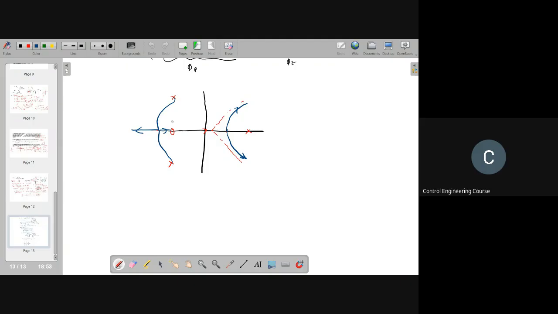This is the root locus. This blue color curve is what I drew. Root locus means it is a trajectory of closed loop poles as k changes from 0 to infinity. This is how the closed loop poles are changing as k changes from 0 to infinity.